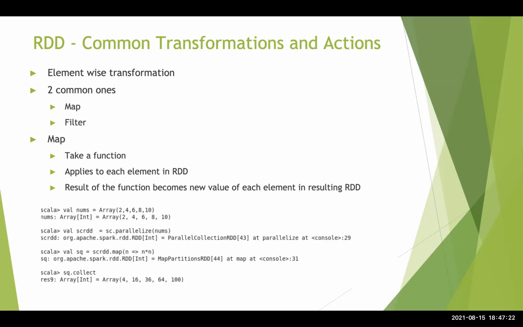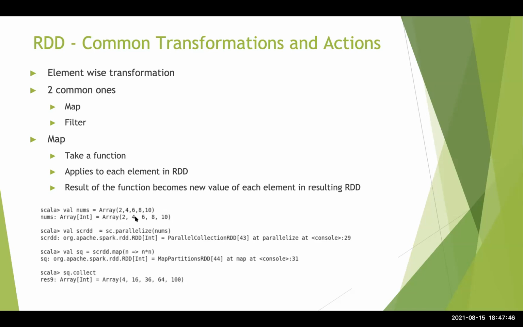There are many transformations, but I will give you the example of map and filter. Map takes a function and applies it on an RDD, because we are discussing RDD. By the way, the same thing exists for DataFrame and Dataset also. It applies to each element in the RDD, and the result of the function becomes the new value of each element in the resulting RDD. So let's see how it works.